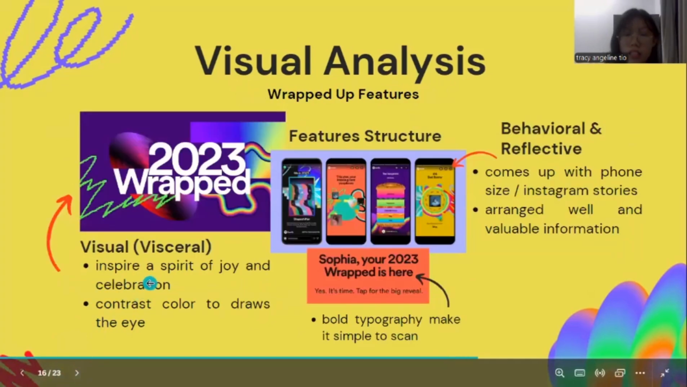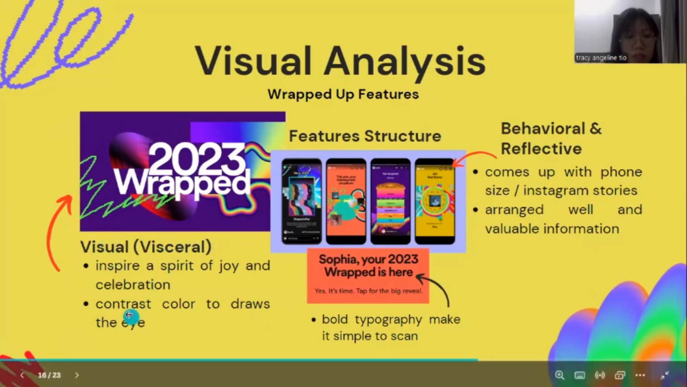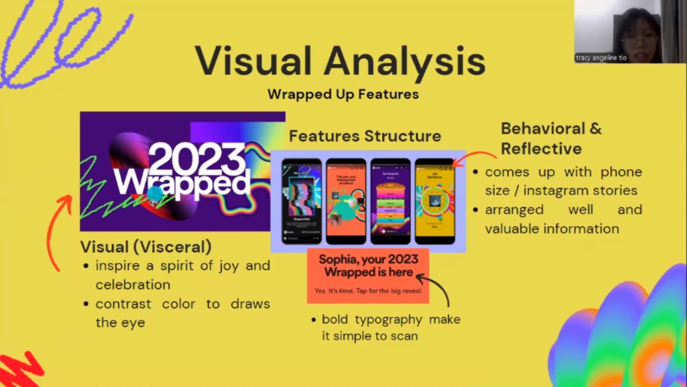Now let's look at the Wrapped features. Basically, when we look at the visuals, it tends to use vibrant colors and contrasting colors to draw the eye, and it also inspires a spirit of joy and celebration through the design elements. For the behavioral and reflective levels, it comes with font sizes and Instagram stories, so it can be shared on our social media, and the content was arranged well and valuable.